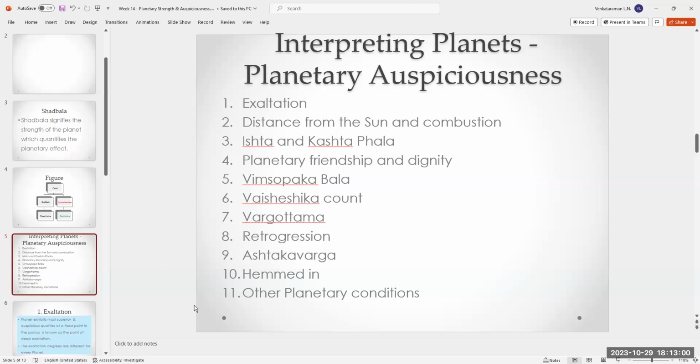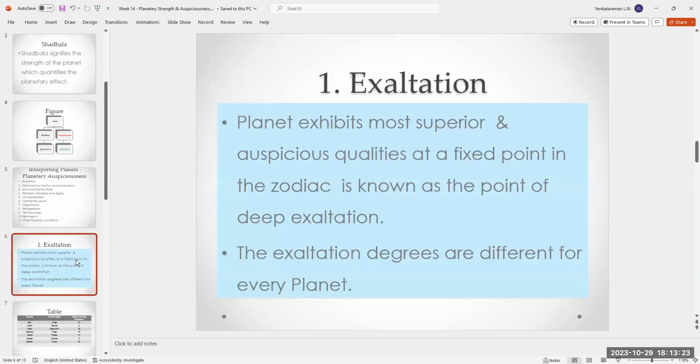Now, I think only the initial three are covered in this PowerPoint. Are you aware of this? Let's go through these three, then I can give you some idea on the remaining. Exaltation, are you already aware of it or no? Yes, we have been told about exaltation.